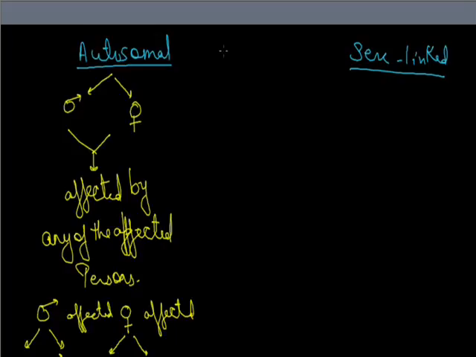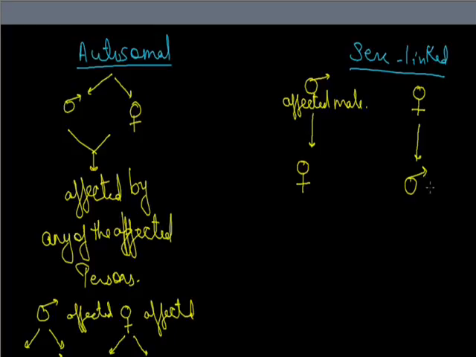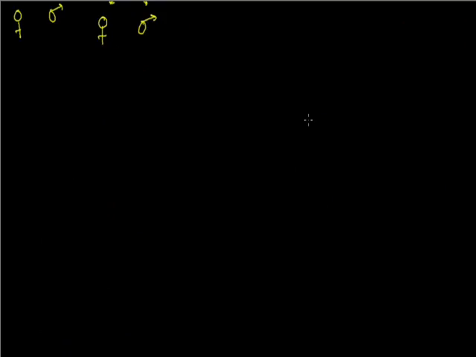But in the case of sex-linked, the affected male always produces an affected daughter, whereas an affected mother always produces an affected son.